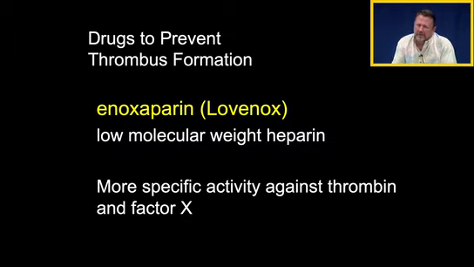All right, well, there is a special form of heparin called enoxaparin. There are other low molecular weight heparins. They'll also be called fractionated heparins, fractionated meaning that you separate them out in some kind of method. And so enoxaparin is also known as Lovenox. It has much more specific activity against thrombin and factor X than heparin does.